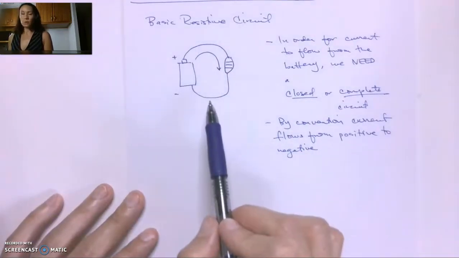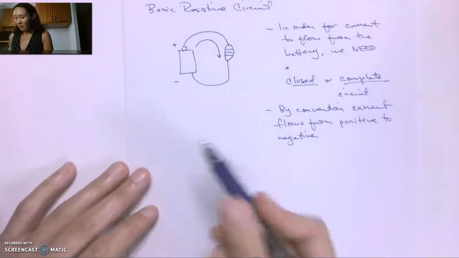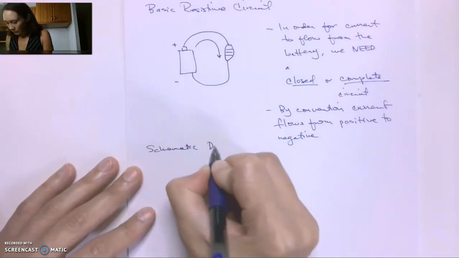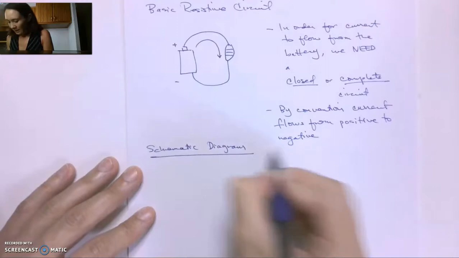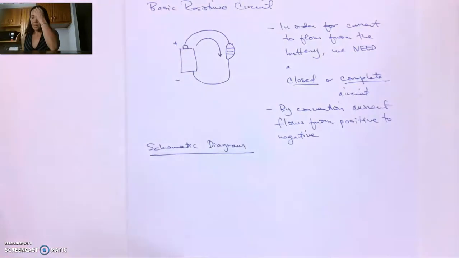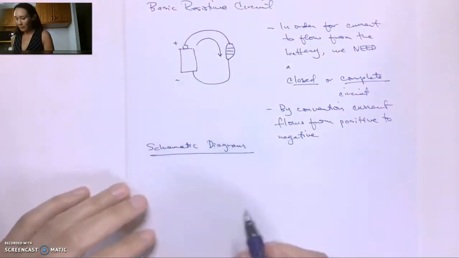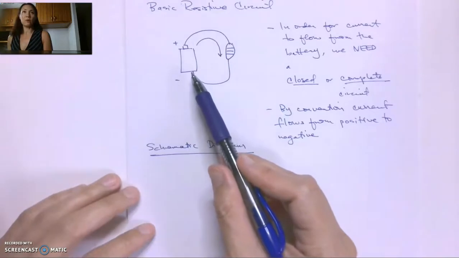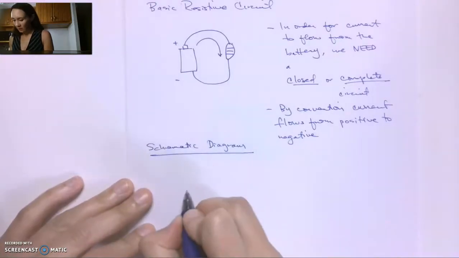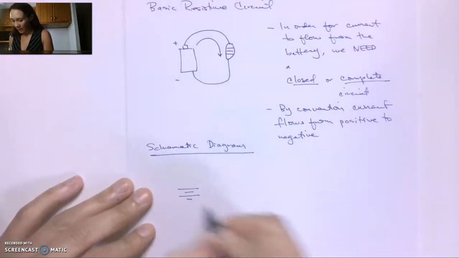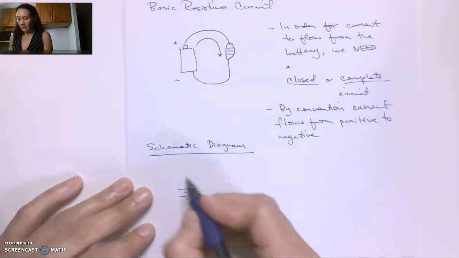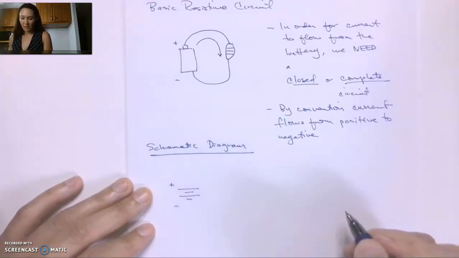Now, in practical real life, this is what it looked like if we actually had a battery. Now, the schematic diagram of this basic resistive circuit is we're going to replace these real-world items with their schematic symbol. The schematic symbol for a voltage source like a battery that is supplying direct current looks like this. There are these horizontal lines, a longer one on top and a shorter one on the bottom, and that's going to indicate the positive side and that's going to be the negative side.